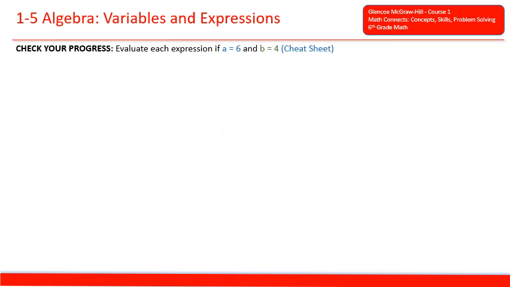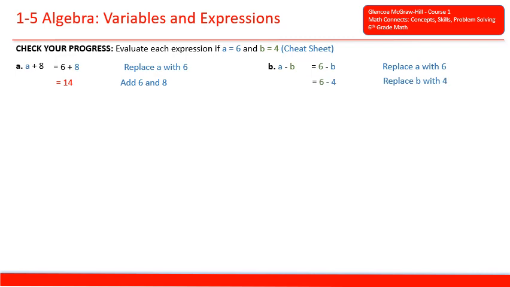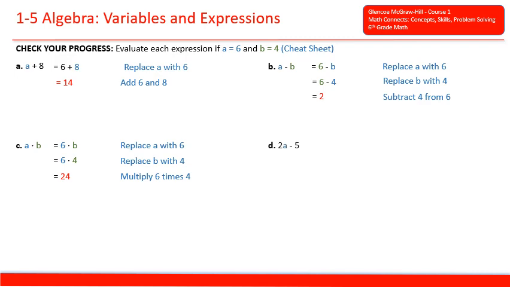Check your progress. Evaluate each expression if a equals 6 and b equals 4. So a plus 8, replace a with 6. 6 plus 8, add 6 and 8, and we get 14. a minus b, replace a with 6. We have 6 minus b, replace b with 4. 6 minus 4 equals 2. a times b, replace a with 6. Get 6 times b, replace b with 4. We get 6 times 4. Multiply 6 times 4, and we get 24.